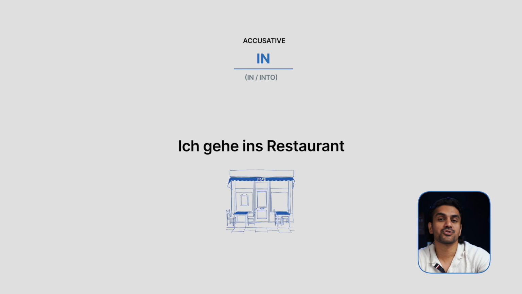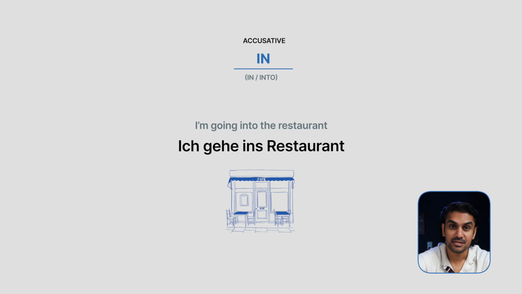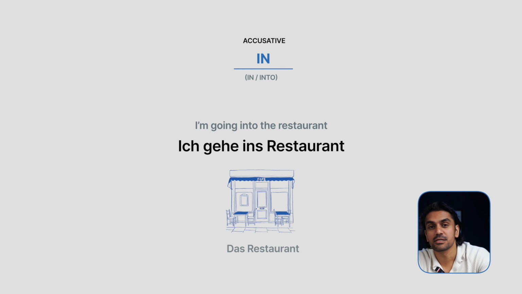Ich gehe ins Restaurant. I'm going to the restaurant. Here we are talking about movement. You are going somewhere. And in this case, in takes the accusative form. The word restaurant is neuter, das Restaurant. And in the accusative case, das stays as das. So in plus das Restaurant becomes ins Restaurant.